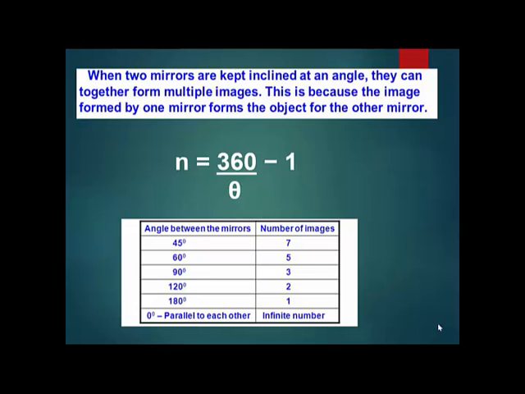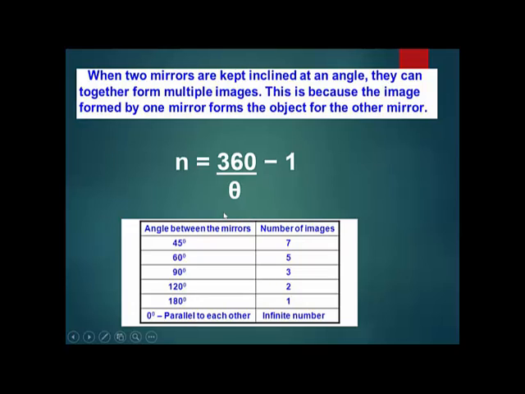So in the last class we talked about multiple images, and we saw that if there are two mirrors which are kept at a 45-degree angle, I also told you how to calculate the number of images. What you have to do is just substitute the value of the angle. So suppose you have two mirrors which are inclined at an angle of 45 degrees. You have to substitute 45 here. So 360 divided by 45 minus 1. So you will get 7 images.